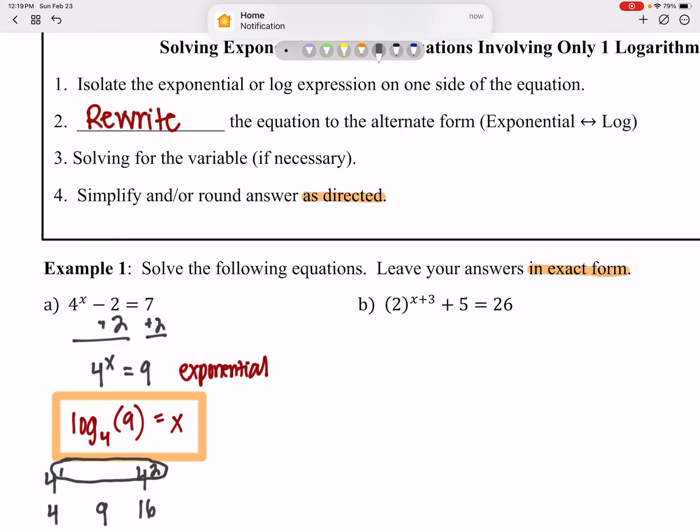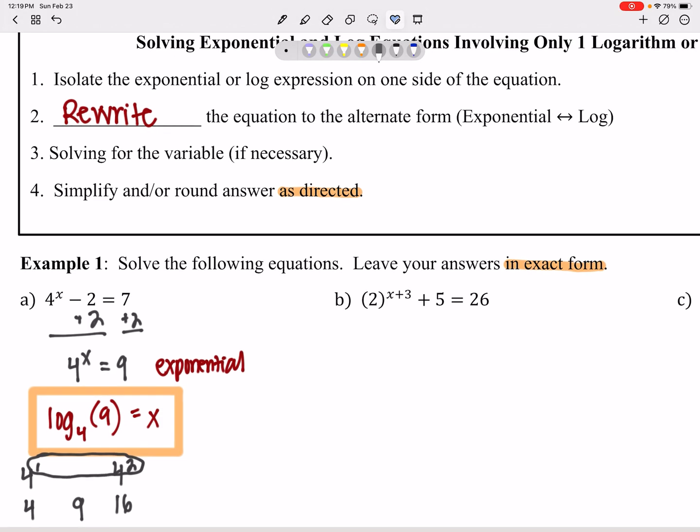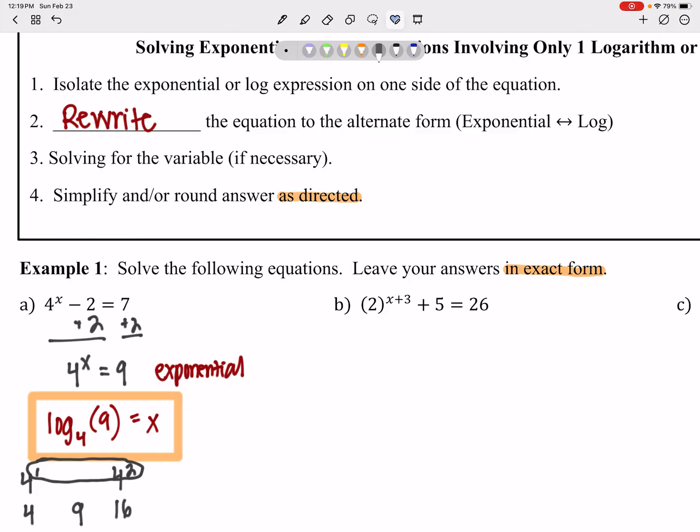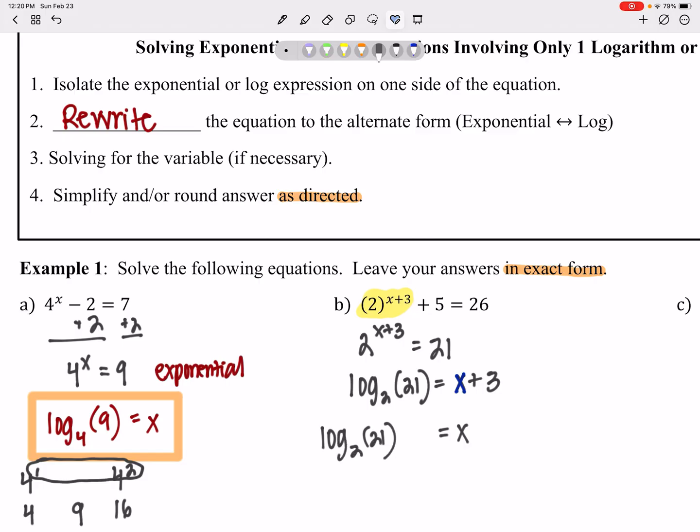Okay, let's try the next. 2 raised to the x plus 3 power, plus 5, equals 26. We're going to isolate this exponential expression. So that gives us 2 to the x plus 3 equals, when I subtract 5, I get 21. Then I'm going to write this in log form. Log base 2 of 21 equals x plus 3. And if I want to solve for x, my last step will be to subtract 3 from both sides. So I've got x equals log base 2 of 21 minus 3.